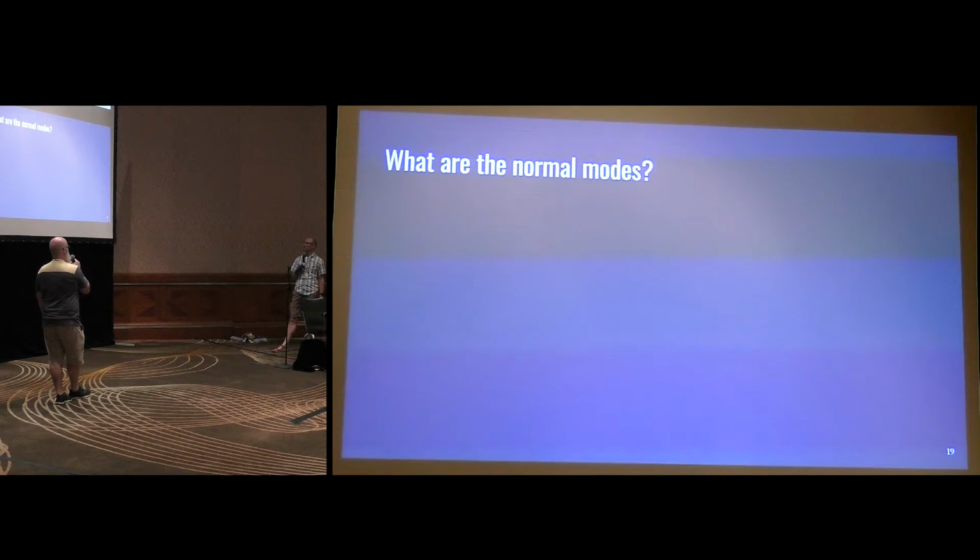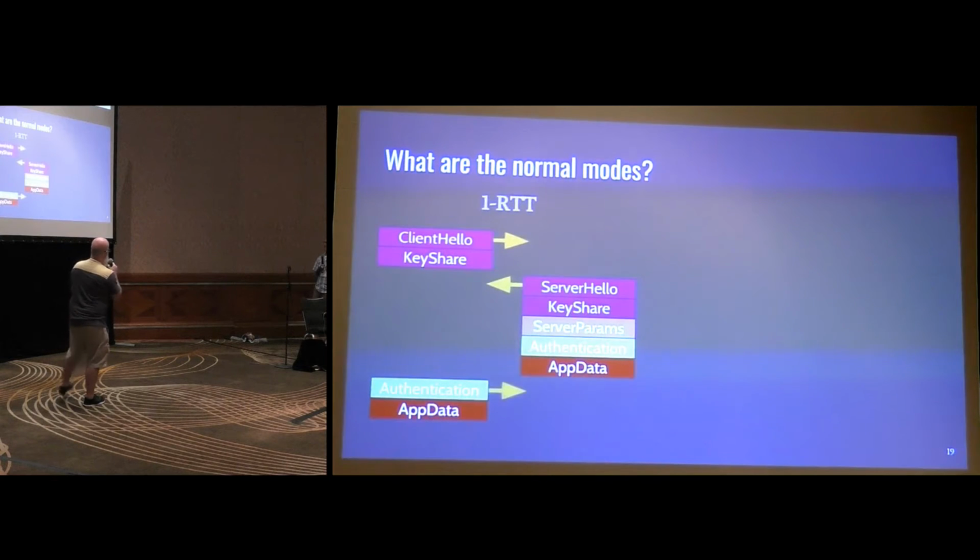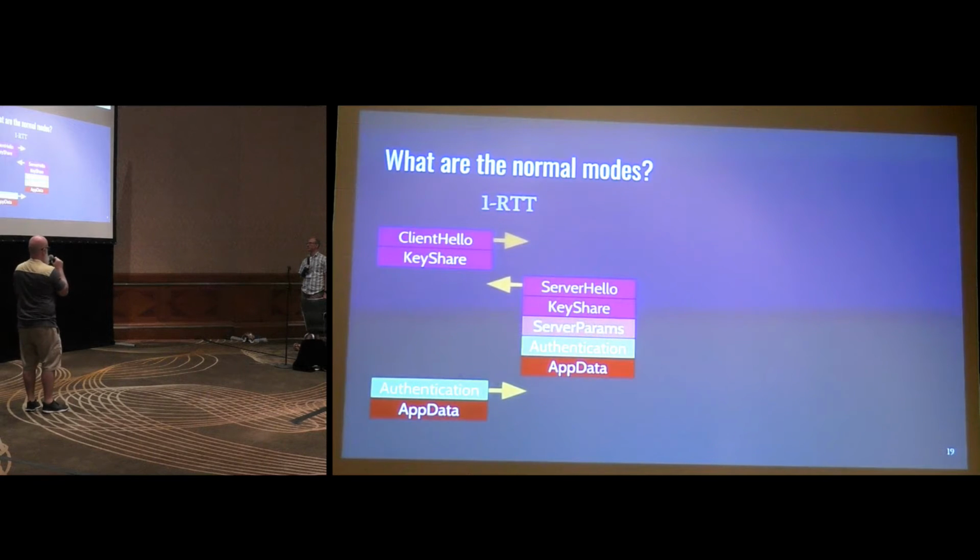So what are the normal modes? This is where it gets a little bit more complicated. So in one RTT, you'll note it's not really one round trip, but whatever. There's the different coloring. So the purple stuff is the key exchange stuff. The server params, parameters essentially, is set up. The authentication stuff is like the certificate verified, cert request message, and the finished. And then the application data is obviously the application data.